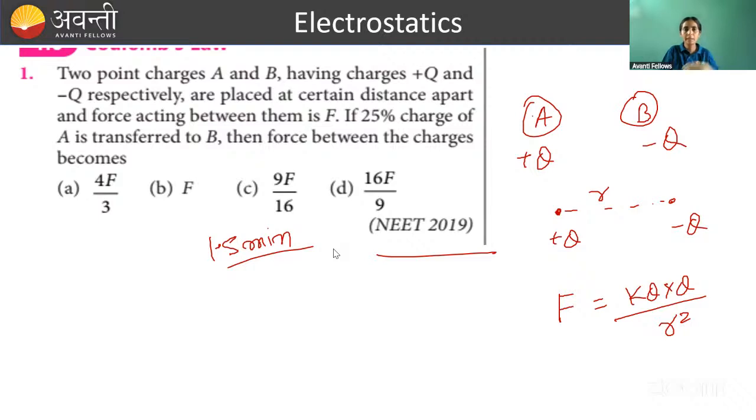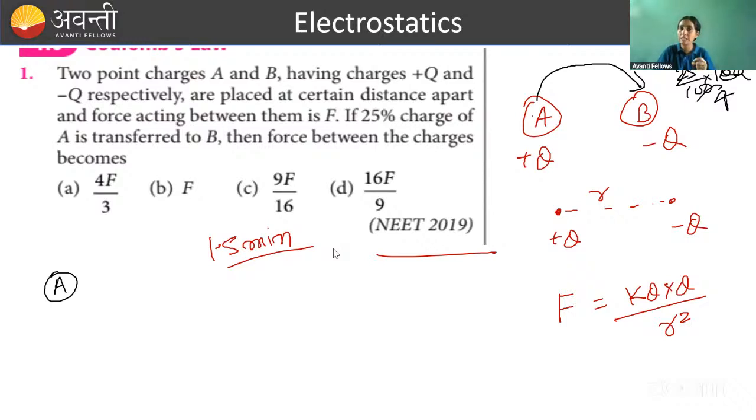Now, what is happening? If 25% of A is getting transferred to B, so A is losing 25% of its charge. So what will be the new charge on A? 25% of Q. So what will be its value? If you calculate, it will be Q by 4. So Q by 4 amount of charge it is losing.